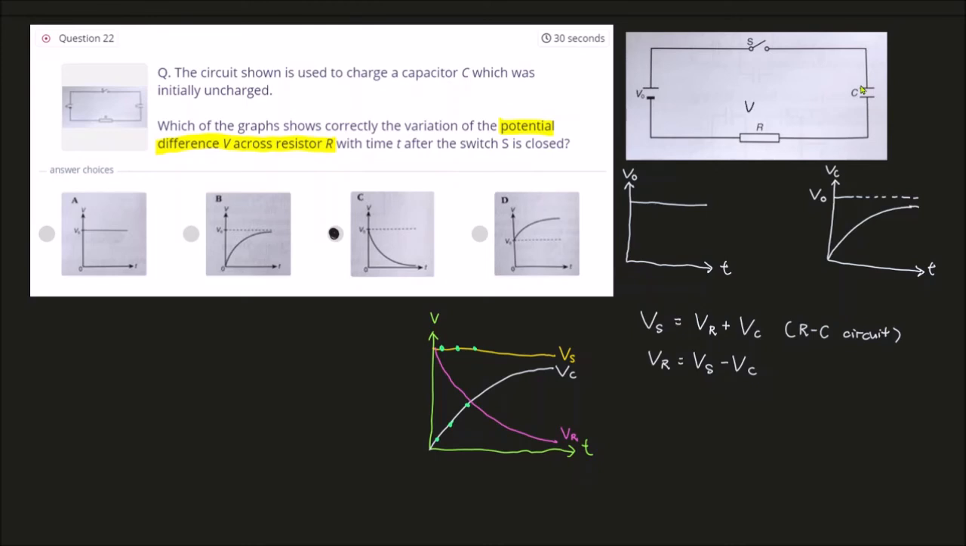So if the current is reduced, from V_R = IR, since you know that the current is reduced and R is constant, then we know that the voltage or the potential difference across this resistor should actually decrease as well. Okay, so this is the graph that fits the situation, because all the other graphs here are either constant or increasing with time. So the answer is C. That's all for question 22.